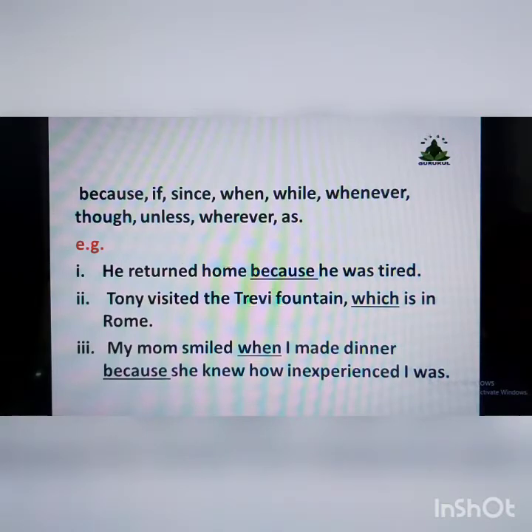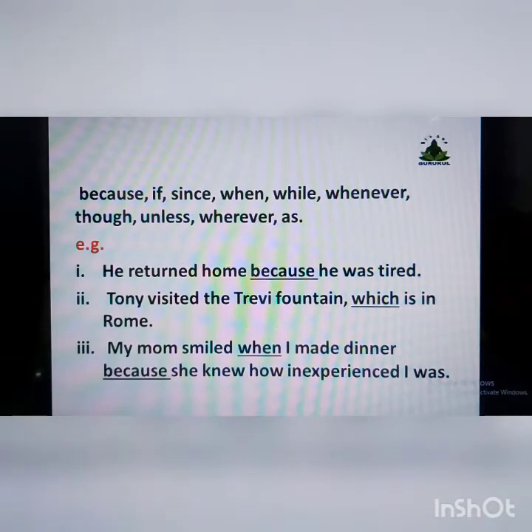Tony visited the Trevi fountain, which is in Rome. Children, in this sentence, Tony visited the Trevi fountain is a main clause, whereas which is in Rome is a dependent clause. These two, the main clause and the subordinate clause, are joined by the subordinating conjunction which. So it is an example of a complex sentence. Tony visited the Trevi fountain which is in Rome.